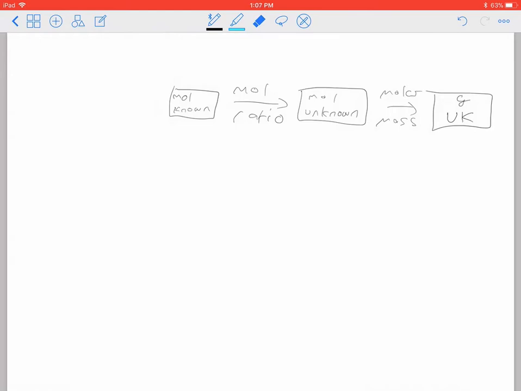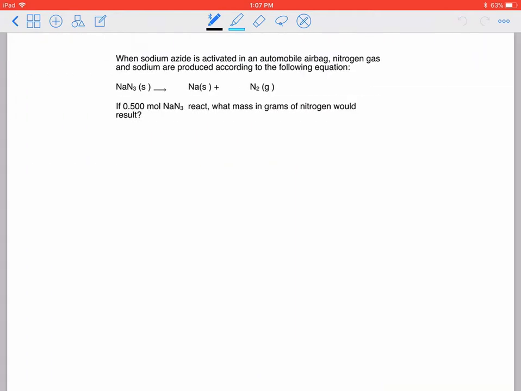But the key here is recognizing that if our wanted compound and a given compound are not the same, we need to use a mole ratio. All right, so let's take a look at a problem in action. Here we go.